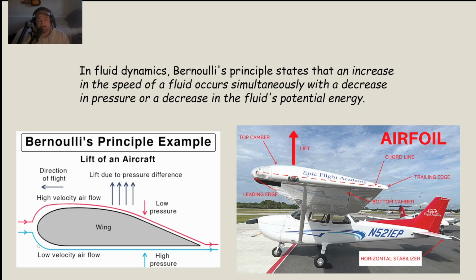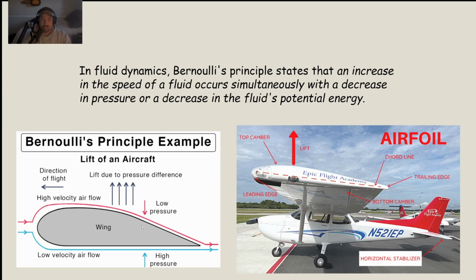And high pressure always wants to go to low pressure, and as you can see on the diagram, lift is due to pressure difference. So high pressure wants to go to the low pressure above the wing. So what does it do? It pushes up, and it pushes the wing up and causes the wing to generate lift.